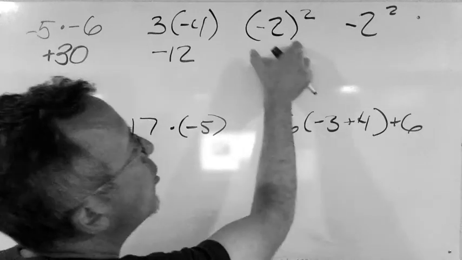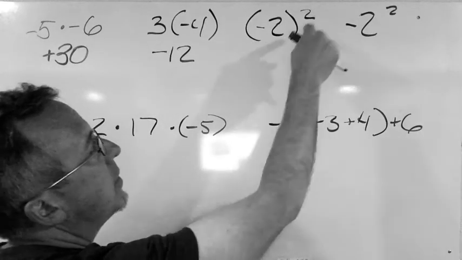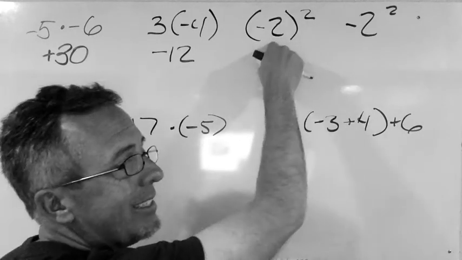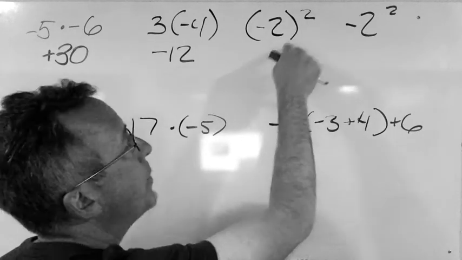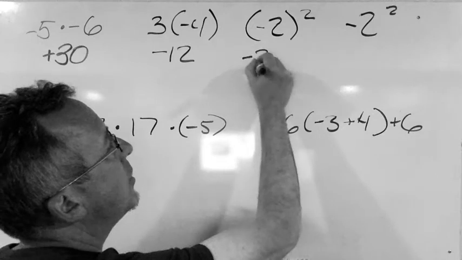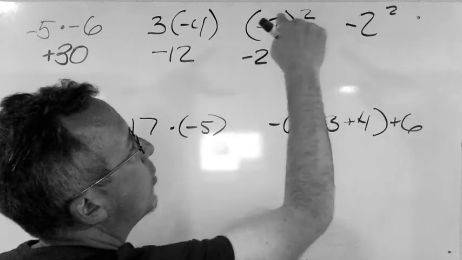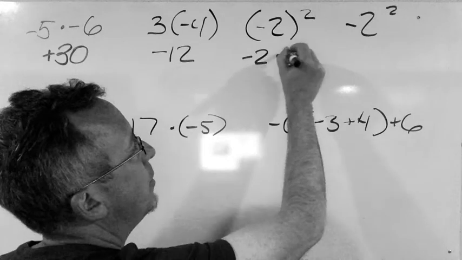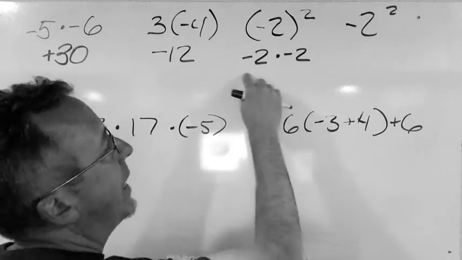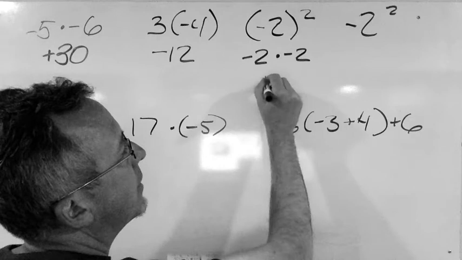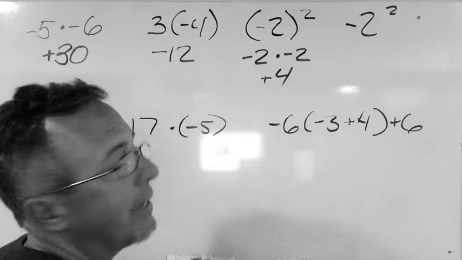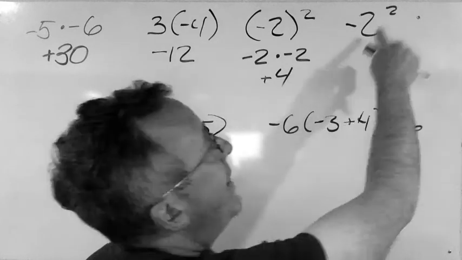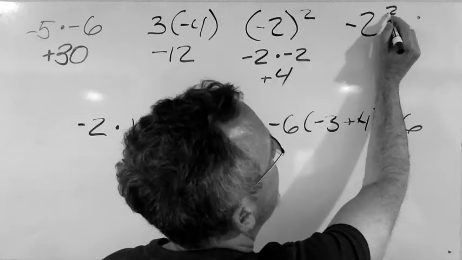When we have parentheses and we're dealing with an exponent, the exponent will affect everything that is inside the parentheses. So when we think about this, it's going to be (-2) squared. So we're multiplying -2 times -2. Negative times negative is positive. 2 times 2 is 4. Answer is +4.